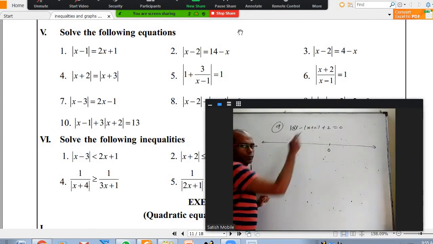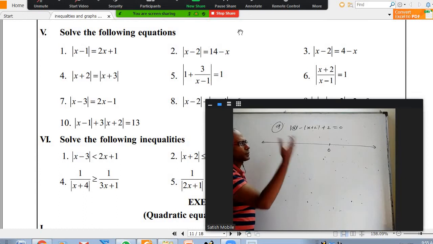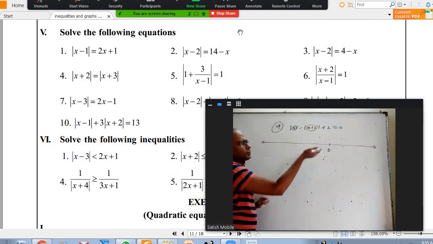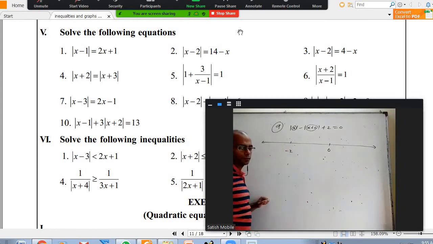Whether this value is positive, that is, whether I should write plus x plus 2 or minus x plus 2, depends on when it is 0, that is, when it is positive and when it is negative. So I will type minus 2 here, where it is 0, minus 2.